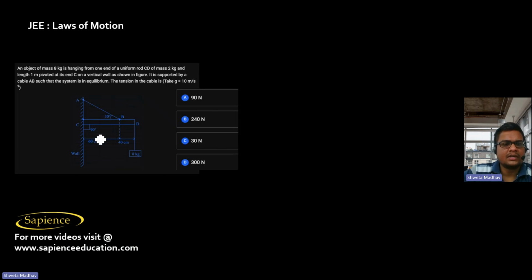Here it is told an object of mass 8 kg is hanging from one end of a uniform rod CD of mass 2 kg. It is of mass 2 kg and length is 1 meter. It is pivoted at end C on a vertical wall as shown. It is supported by a cable AB such that the system is in equilibrium. The tension in the cable is... So you have to find how much is the tension in this cable.